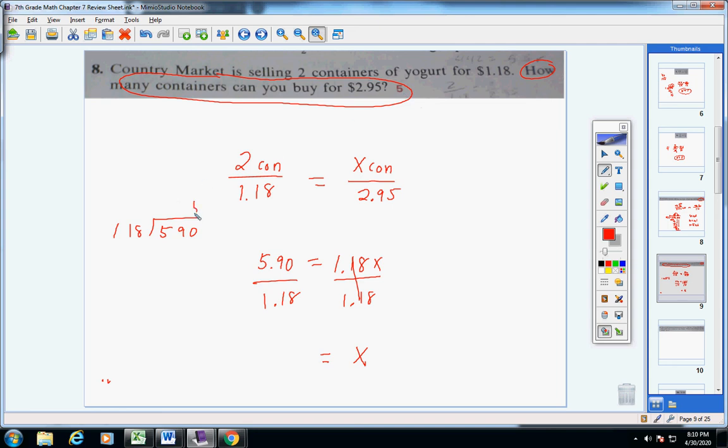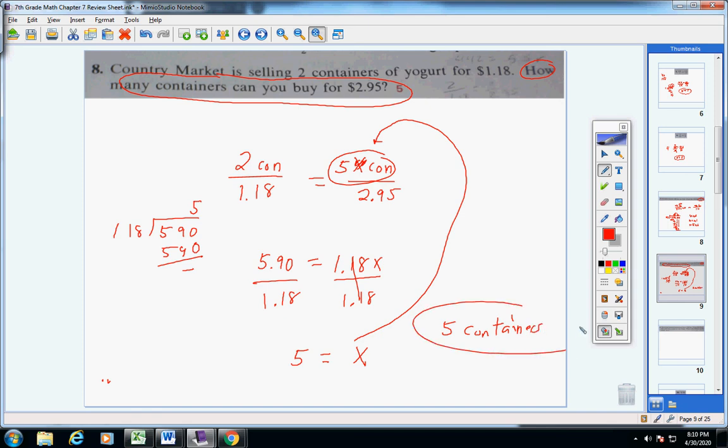Let's see. Let's put a 540, carry your 4, 9. Yep, 590. So x equals what? 5. So up here, we can put what number for x? 5. Let's see if that matches what we're looking for. 2 containers cost $1.18, so 5 containers cost $2.95. And the question was, how many containers can you buy for $2.95? Yep, that's the answer. So the answer is, and learn to label your answers in word problems, okay? The answer is 5 containers, okay?